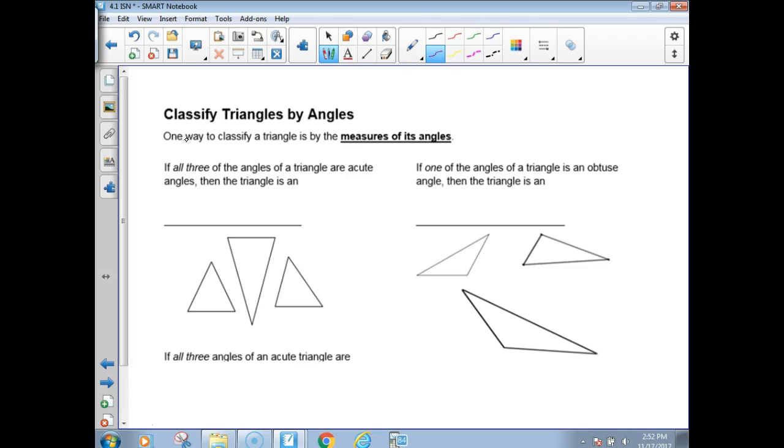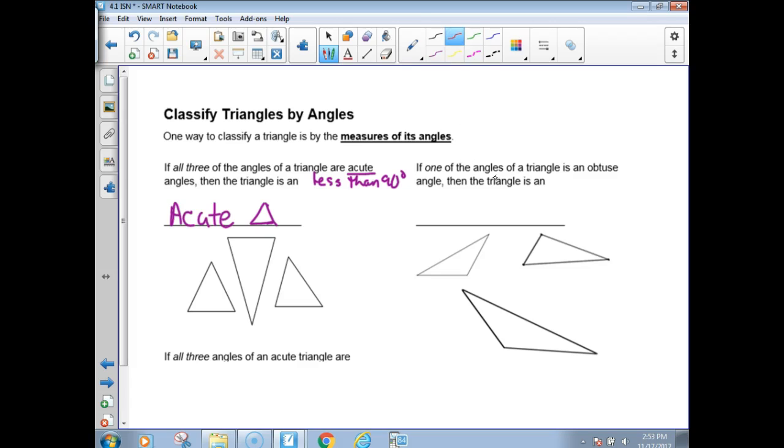Classifying triangles by angles is another way to classify a triangle, by the measurement of its angles. If all three of the angles of a triangle are acute angles, meaning less than 90, then the triangle would be an acute triangle. I just used the triangle symbol for the word triangle. These are examples of acute triangles. All of the angles are acute. They're all less than 90 degree angles.